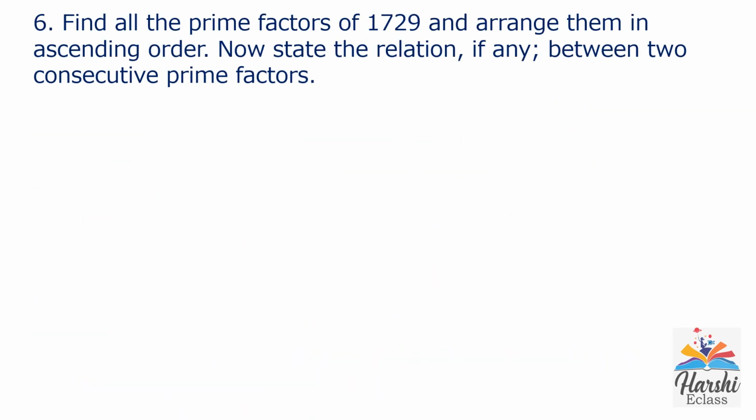Question number 6. Find all the prime factors of 1729 and arrange them in ascending order. Now state the relation, if any, between two consecutive prime factors. Prime factorization of 1729.